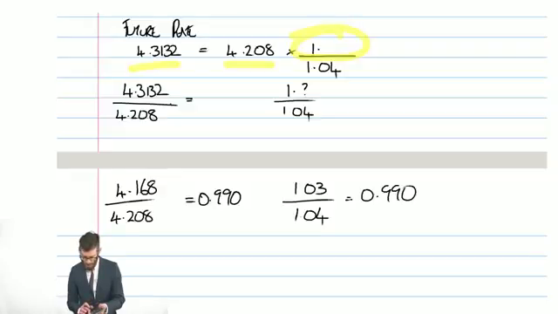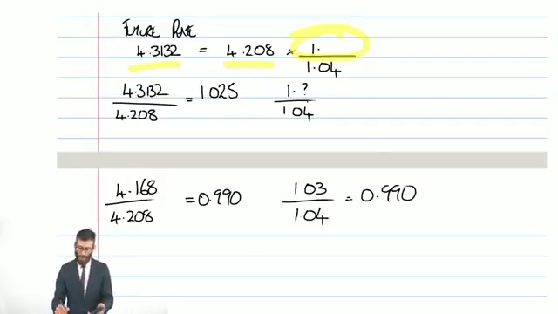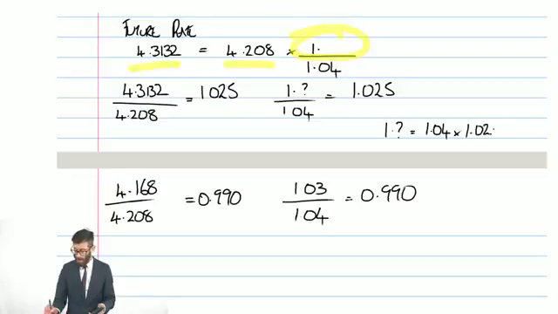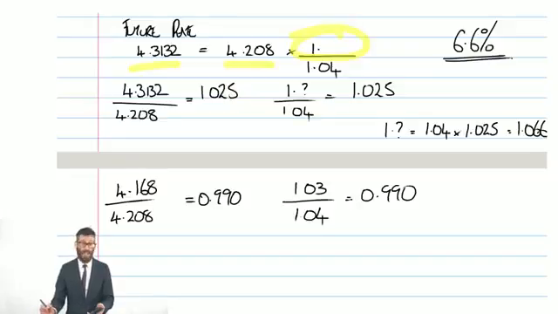4.3132 divided by 4.208 gives me 1.025. 1.04 or something divided by that must also equal 1.025. Therefore, 1 question mark equals 1.04 multiplied by 1.025, which gives me 1.066. Therefore, the number we're looking for is 6.6%.